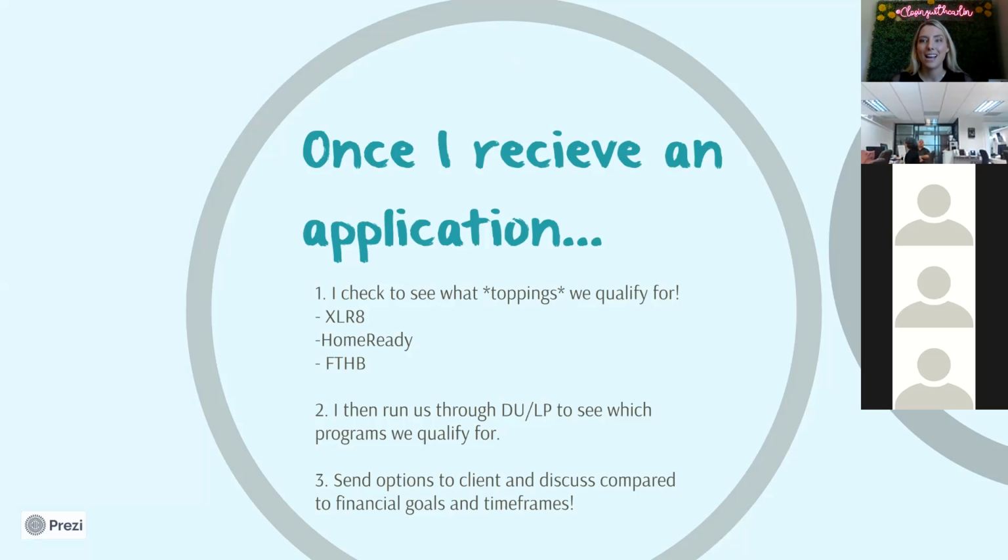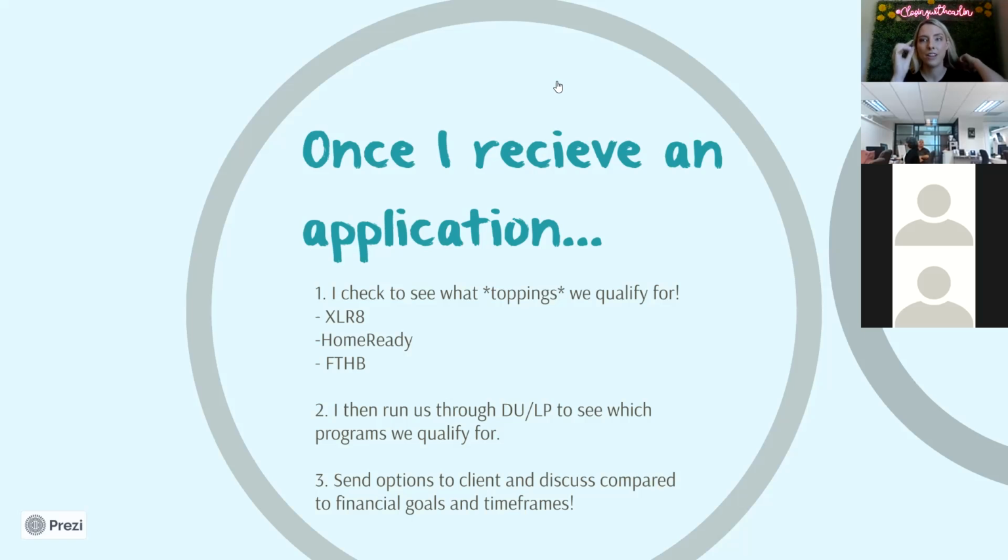So once I decide which programs we can use, I will run their file through whichever underwriting system applies, DU, which is our Desktop Underwriter. That is going to look over the loan. It's going to look at the income, it's going to look at the credit, and it's going to spit out a calculation. That is just a calculation of risk of whether or not we think this buyer would get approved for a mortgage.